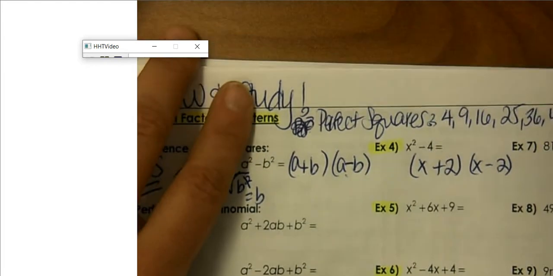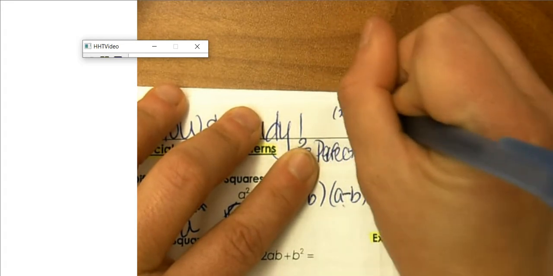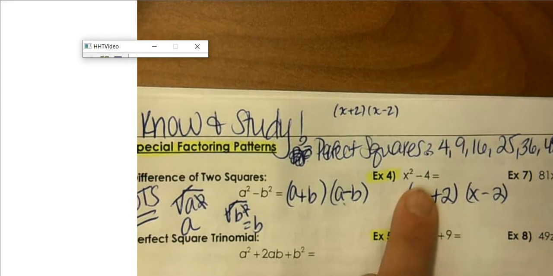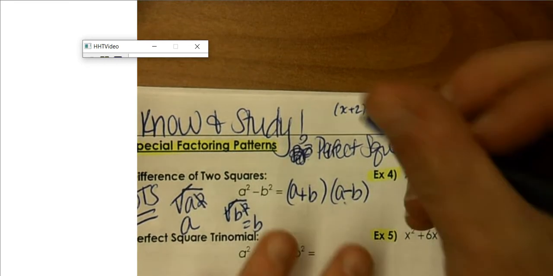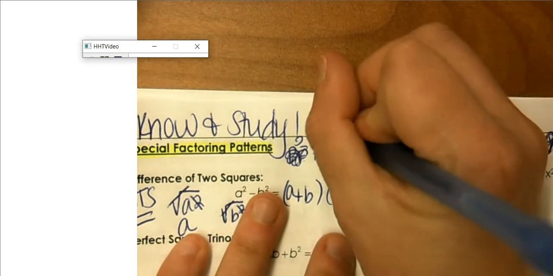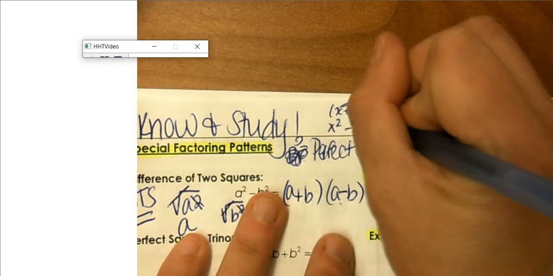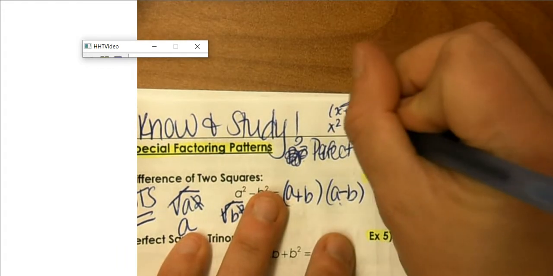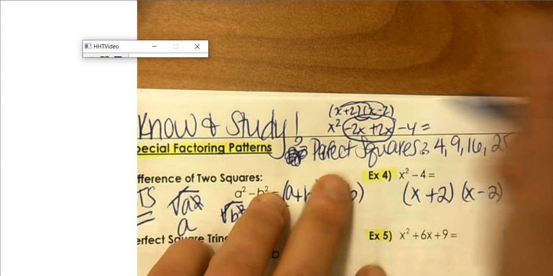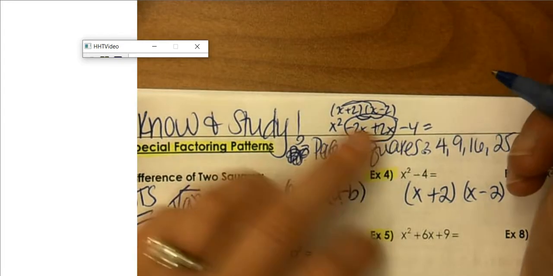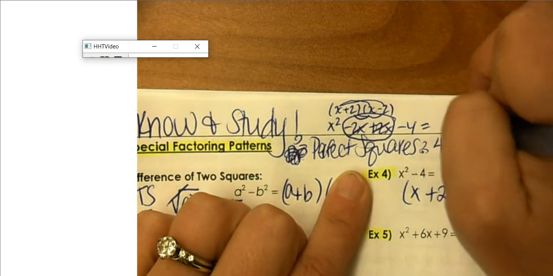So if you think about it, if you were to multiply x plus 2 times x minus 2, notice that x squared minus 4 is missing the b term. And when you FOIL this, x times x is x squared, x times negative 2 is minus 2x, 2 times x is plus 2x, 2 times negative 2 is minus 4. Look at what happens in the center. Negative 2x and positive 2x, they cancel away, leaving us with x squared minus 4.